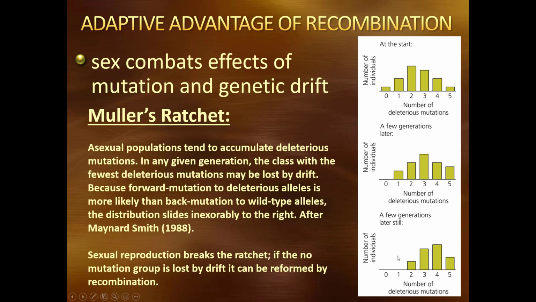Now, sexual reproduction can break the ratchet, because in sexual reproduction, let's say you have some individuals that have one harmful mutation at one place, and then you have another parent that has a harmful mutation at another place. Through recombination, you actually could get an offspring that didn't have either one of those mutations. They didn't get the bad mutation from parent A, and they didn't get the bad mutation from parent B. They have a whole new set, and they now have no mutations. So sexual recombination can get us back these groups that we lost.